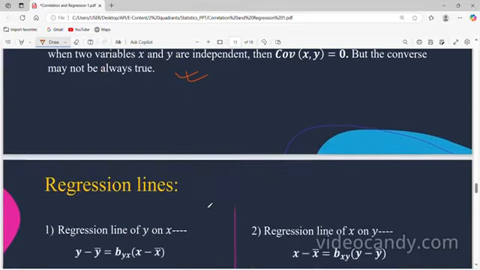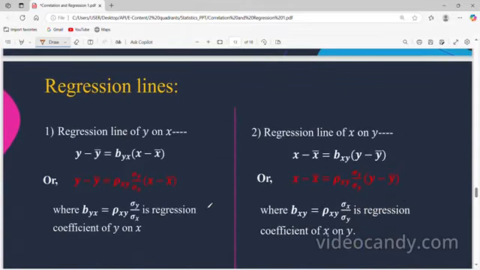Next is regression line. Before telling you two types of regression line, we should know what is the meaning of regression line. By the word regression, we want to denote the estimation or the prediction of the approximate value of one variable for a specified value of the other variable. In other words, it stands to measure the average relationship between different variables.